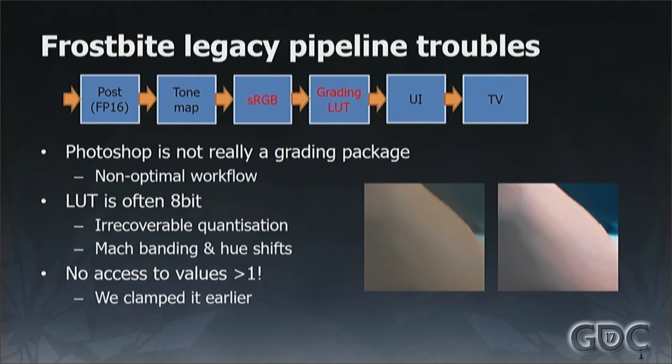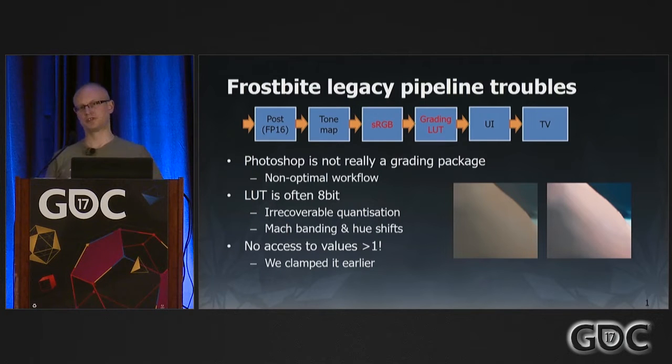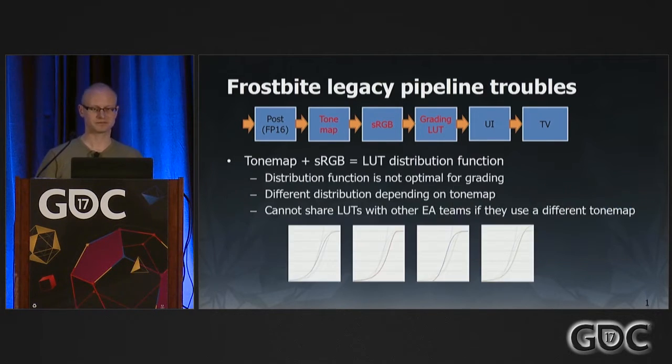And our LUTs were typically 8 bits. And this would cause irrecoverable quantization, Mach banding, hue shifts. And here's a very, very early shot of Faith's arm from Mirror's Edge, and you can hopefully see some of the Mach bands going down there. Also, we have no access in this color grade to values greater than 1 because we clipped them earlier. So performing any sort of exposure change or grading the highlights is really hard.